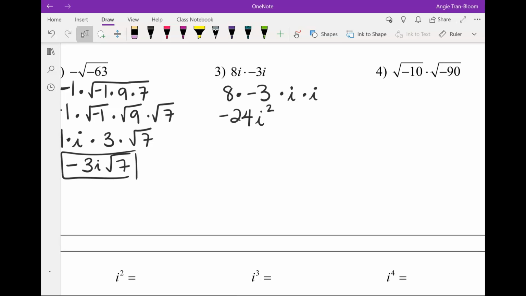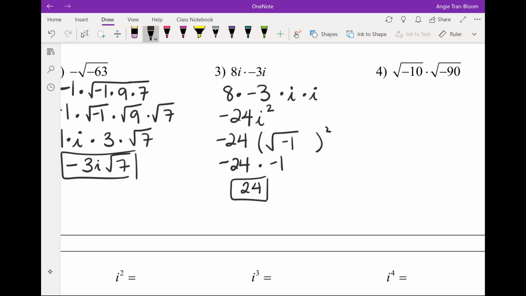Okay. So here's negative 24. Something squared, right, y'all? i, it's what? A square root of a negative 1. So what happens when you have a square root and you square it? It does, right? Doesn't it cancel each other out? So if you cancel the square root with the power of 2, what's left inside? It's really just negative 1. So your final answer is 24. Okay.